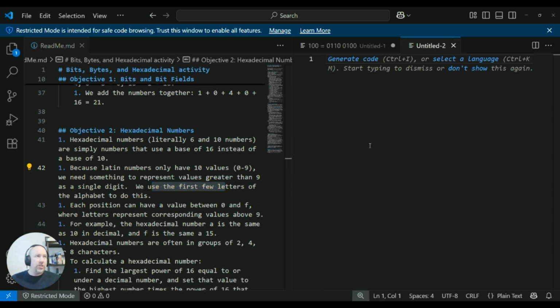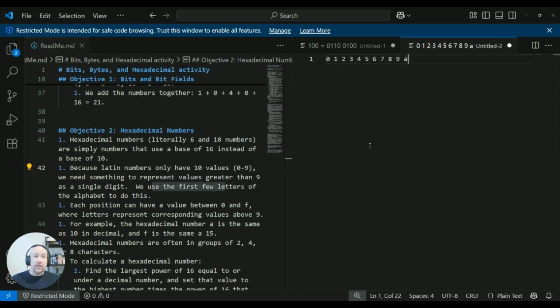Once you get to 9, I'll just list these out: 0, 1, 2, 3, 4, 5, 6, 7, 8, and 9. To represent 10 is A, 11 is B, 12 is C, 13, 14, and 15. Once we get to the very end, to increment, we reset back to 0 and add 1 to the next place. So 16 would be 1, 0. And then so on. 11 in hexadecimal is actually 17, then 18, 19, 20, and so on. So that's how hexadecimal numbers work.